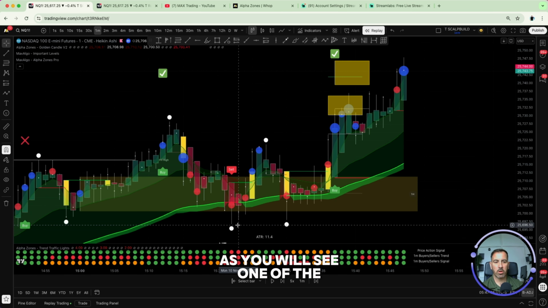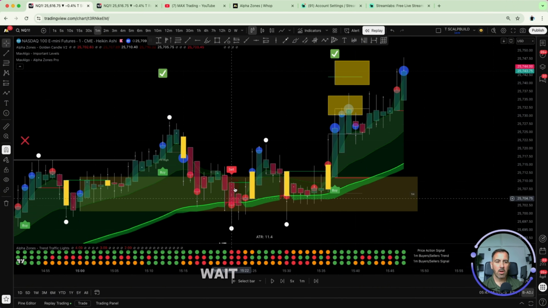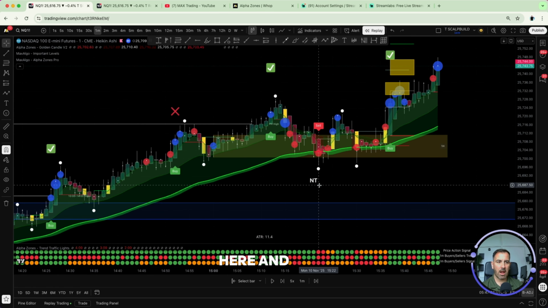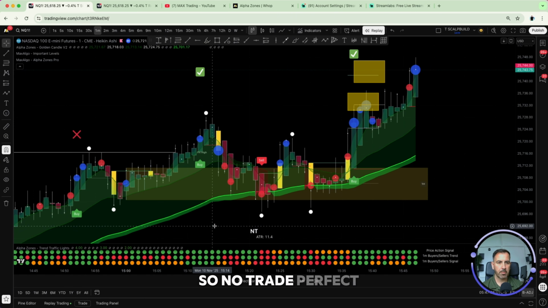As you will see, one of the reasons this isn't a trade is because our stop order to enter the trade doesn't get taken in. We don't get taken in, so we place it below here, wait for volume to push through in the direction of the move. But as you can see, we've been rather bullish here, and this is just a little retracement and it carries on up. So no trade, perfect.